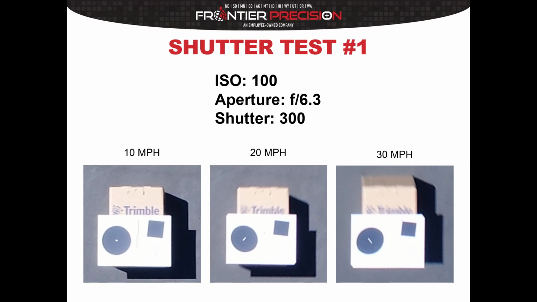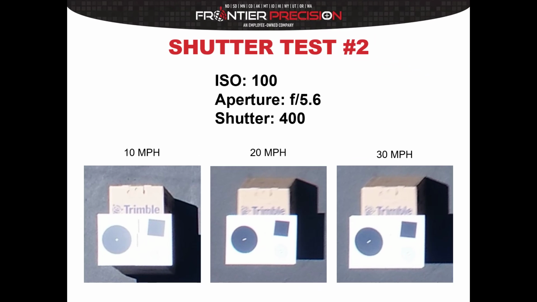For the first test, I flew with the ISO value at 100, aperture at 6.3, and shutter at 300. You can see issues even when flying at slower speeds. Resulting data may not be great with these settings and will most likely be unusable when flying over 10 miles per hour. For reference on the size of this target, the white dot in the middle of the circle is 1 centimeter.